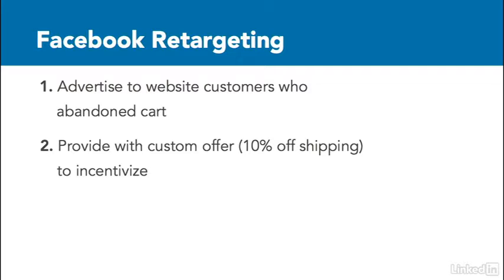We might decide to provide them with a custom offer, say 10% off shipping or 10% off their next purchase. How this differs from a custom audience that uses, say, an email list or mobile IDs is that you use a Facebook pixel, where you don't require any information on your user. So basically, anyone who visits your website and then later logs into Facebook is eligible to see your advertisement. No email address or phone number is required.